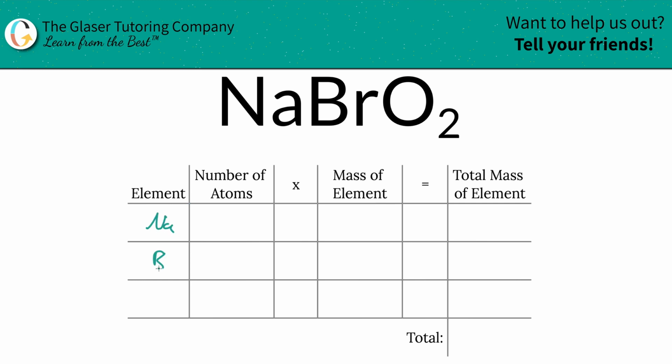So we got sodium, we got bromine, we got oxygen. Next is then to identify the number of atoms of each, and that's where the subscripts come into play. If you don't see a subscript, put a 1 in. So there's 1 sodium, 1 bromine, and 2 oxygens.